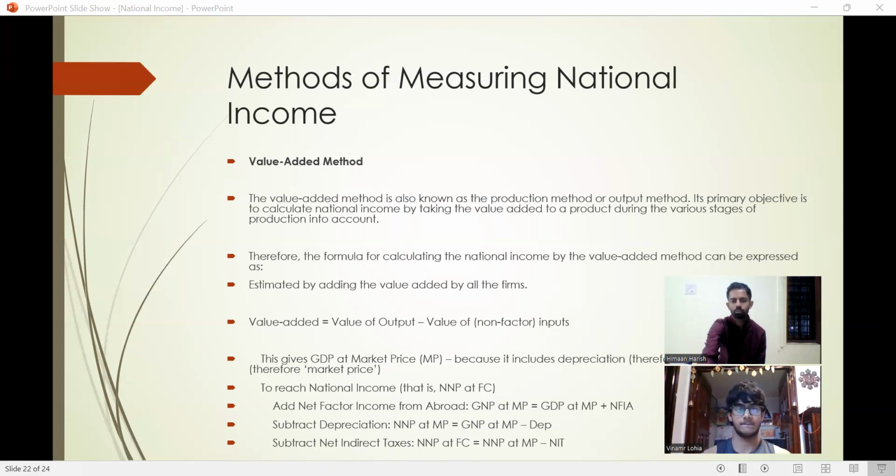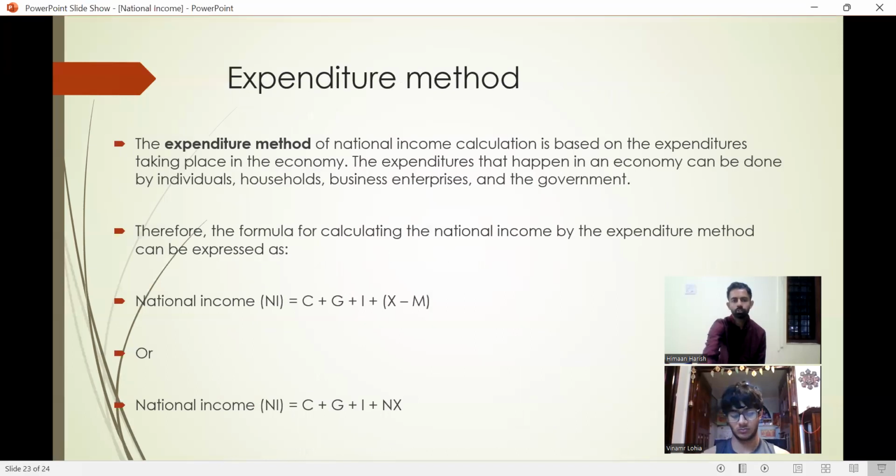Therefore, it is needed to subtract it. And coming back to the expenditure method, it's simple. National income is consumption plus government expenditure plus investment plus net exports.